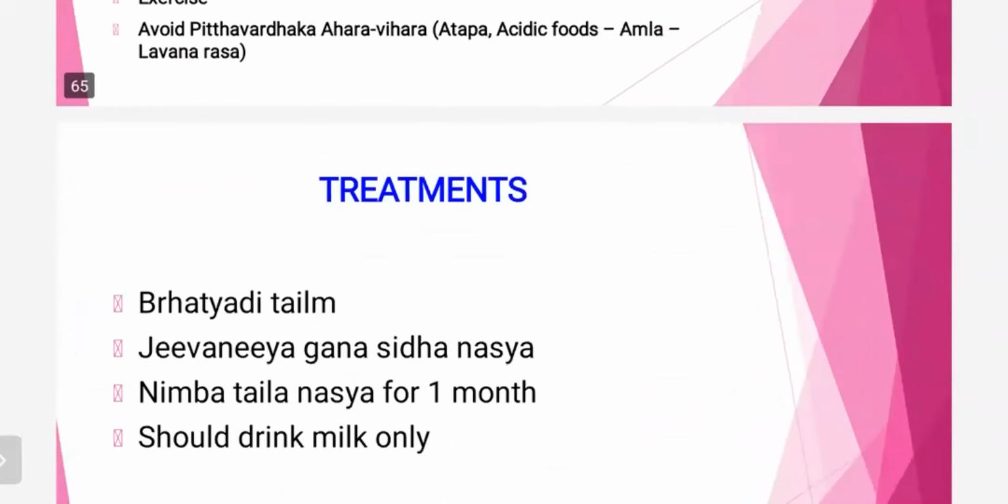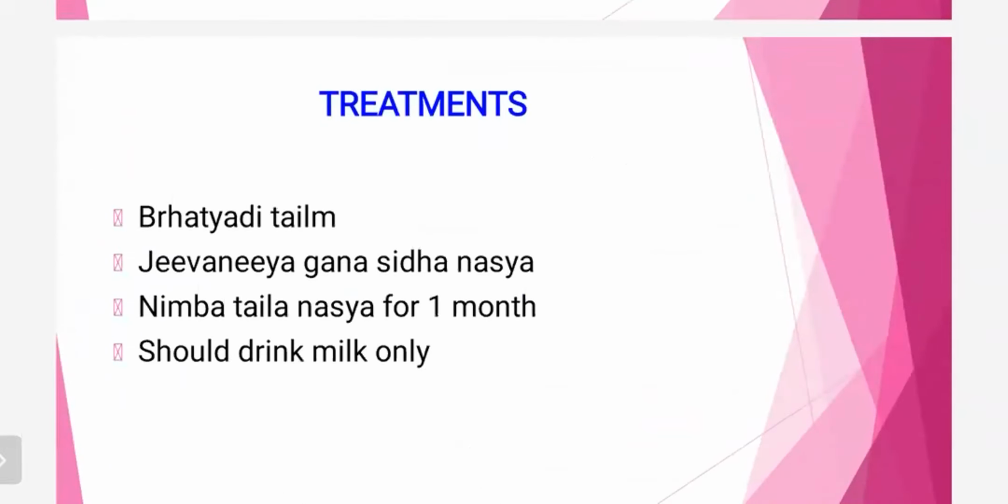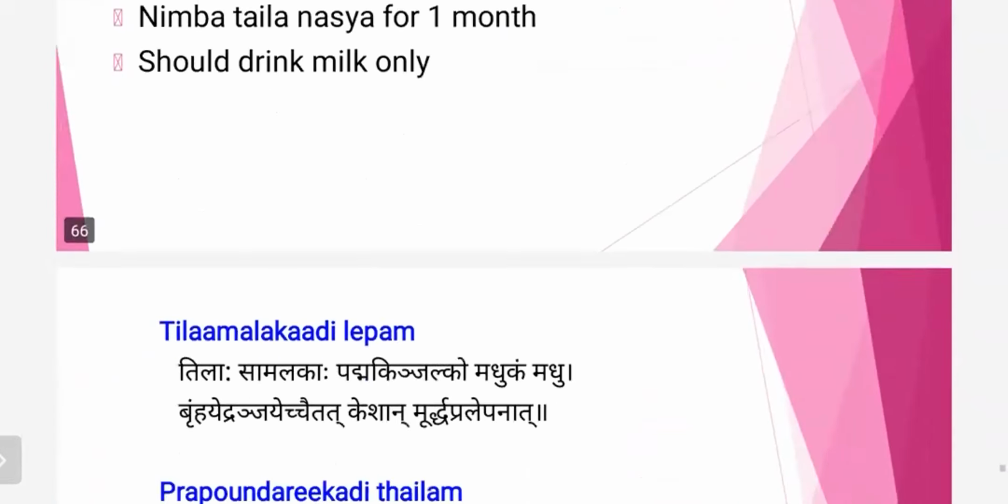And in the treatment, Acharya mentioned Bhringaraja Tailam, then Jivaniya Gana Siddha Nasyam, then Nimba Taila Nasya for 1 month, and one should drink milk only. So if doing the Nimba Taila Nasya constantly for 1 month, and taking milk properly, then local application of Taila, all are important in the management.